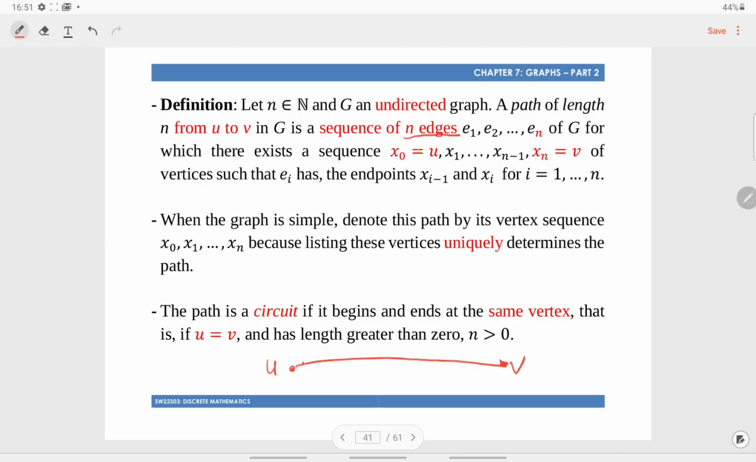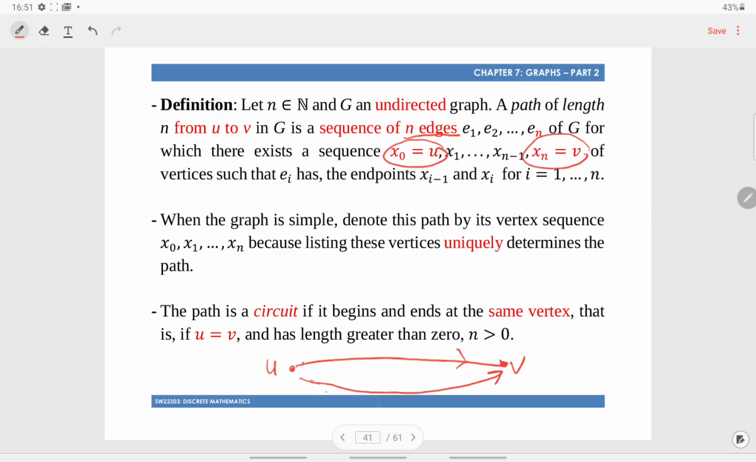Alright, so we have x0 equal to the starting point U, and it ends with xn, which is the terminal point V, because we're moving from U to V. We want to see the path: how many edges are involved in order to reach V from U.